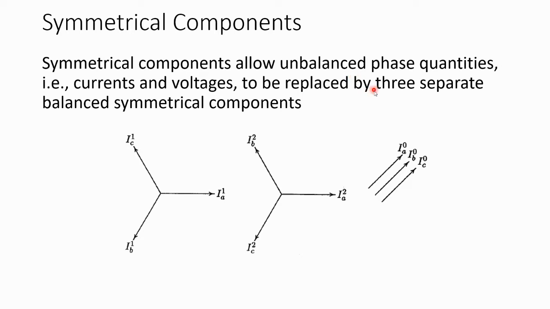So the keyword here is balanced symmetrical components, and we have three. The first one is what we call the positive sequence, the negative sequence for the second one, and the last one is the zero sequence. The positive sequence is notated with 1, the negative sequence is notated with 2, and the zero sequence is notated with 0.